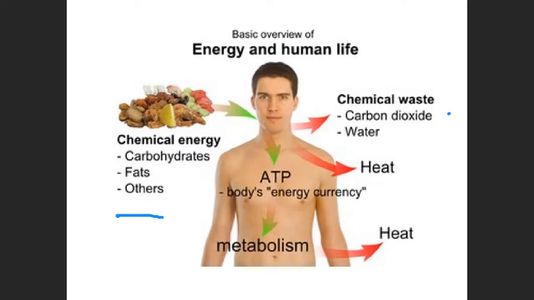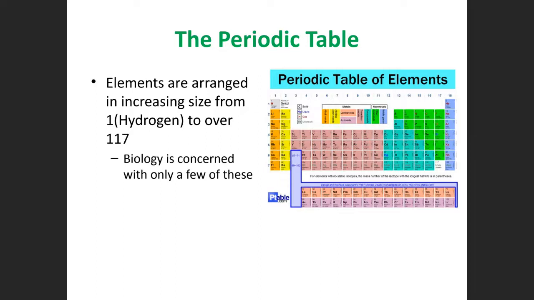Good questions. So if we look at the periodic table, biology is only concerned with a few of these elements. There are over 117 and growing, because with the super collider, different countries are making different elements. Those elements aren't lasting very long. They're not stable. They break apart very quickly. But they're creating all these new man-made elements. But we as biologists are only interested in a few of them.